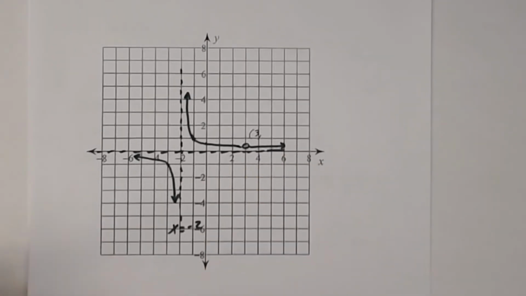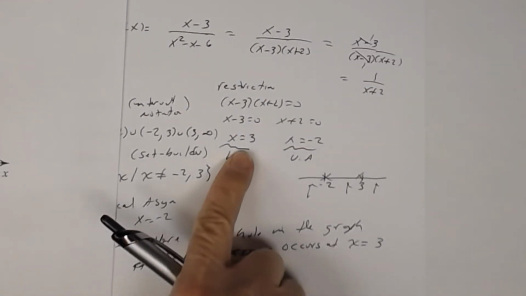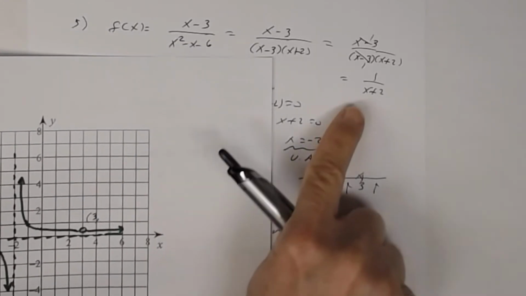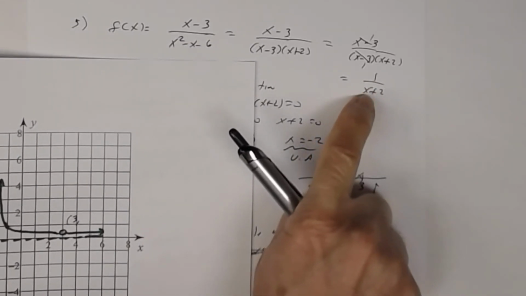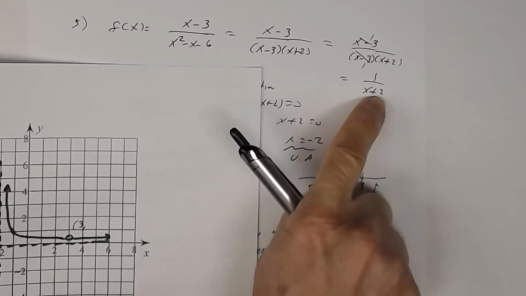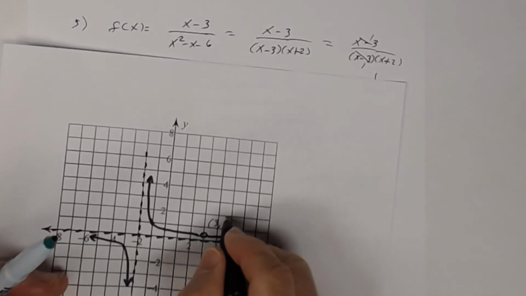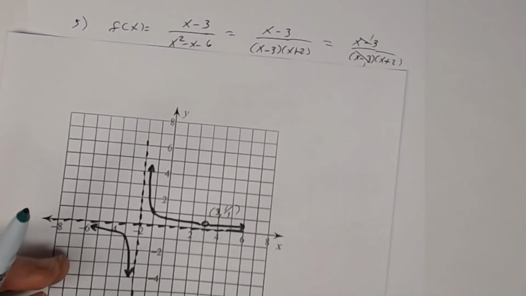And remember, that's when it occurred, x equals 3. Then to find the y value, all we did was substitute 3 in place of x. So I get 1 divided by 3 plus 2, which is 5. So you get 3, 1/5 as the hole.